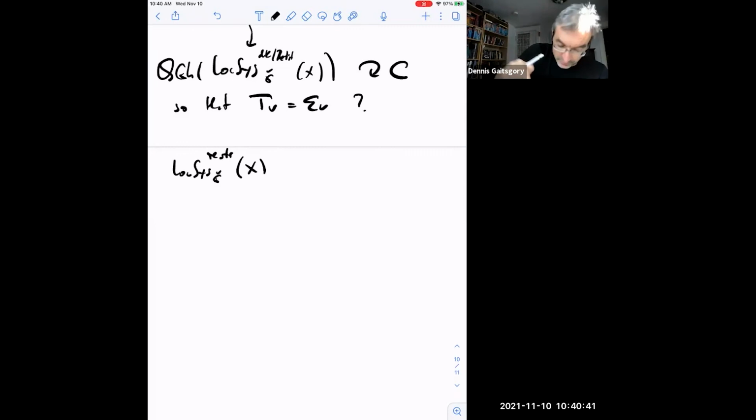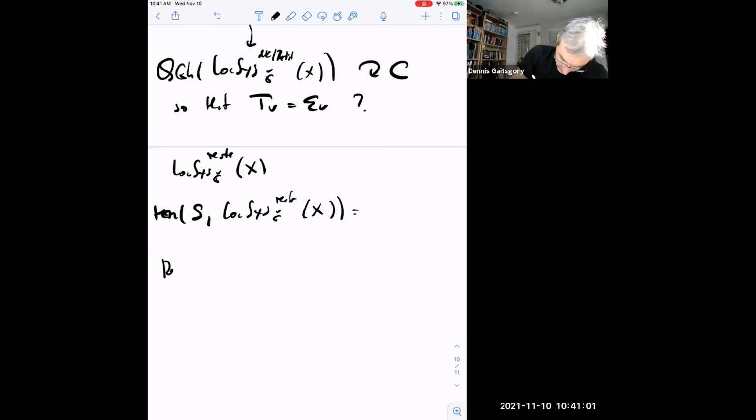So let me say what it is. Hom from S, again an affine test scheme, to this LocSys_G-check restricted is, again, symmetric monoidal functors just as before, but with what kind of values?